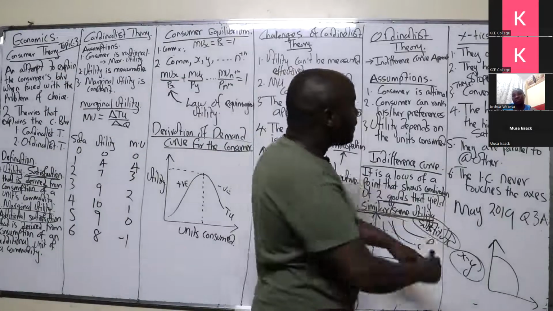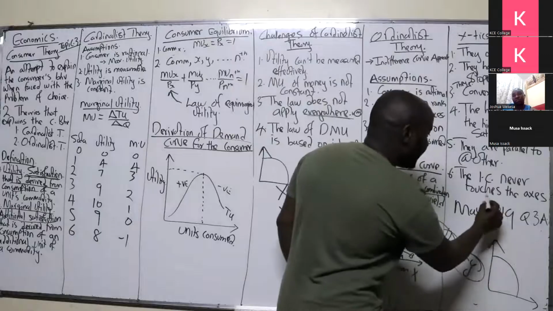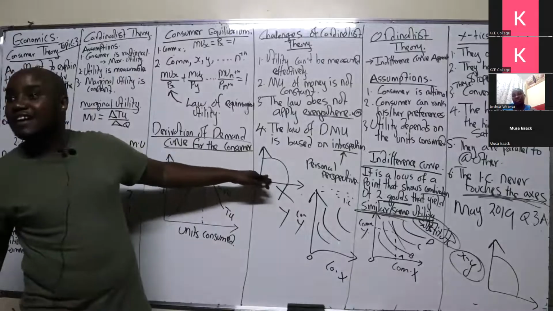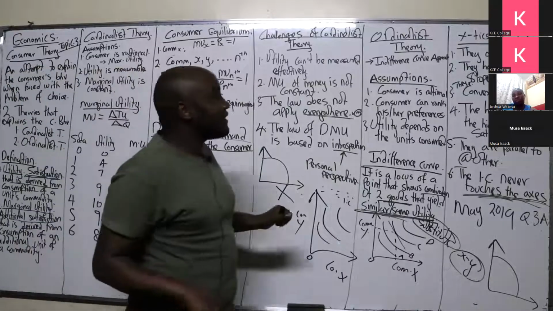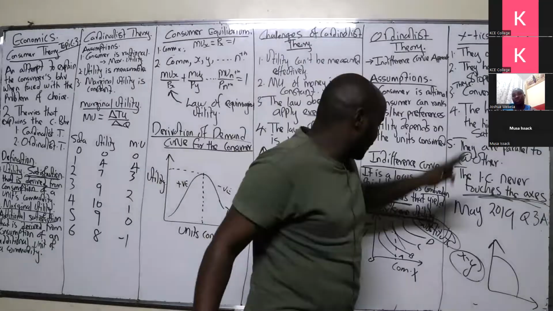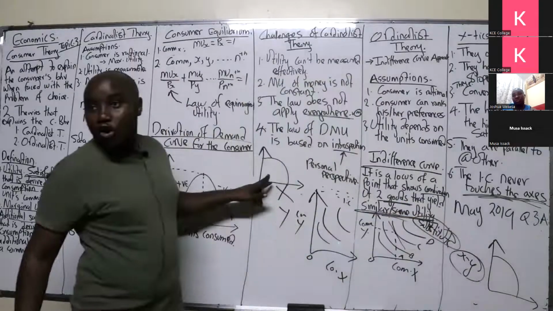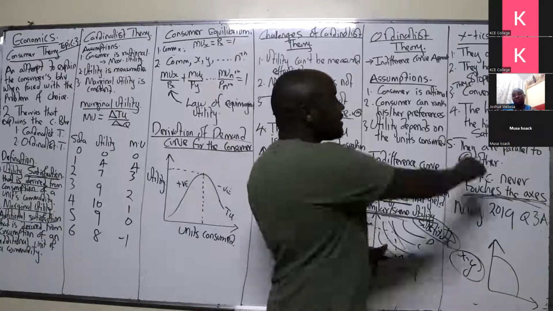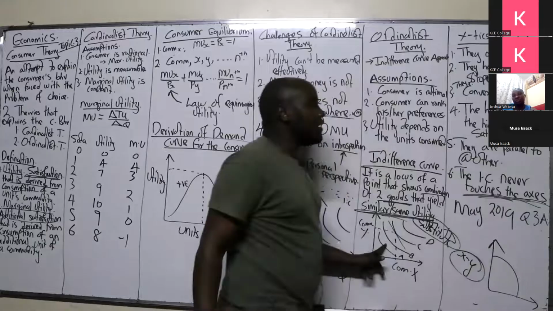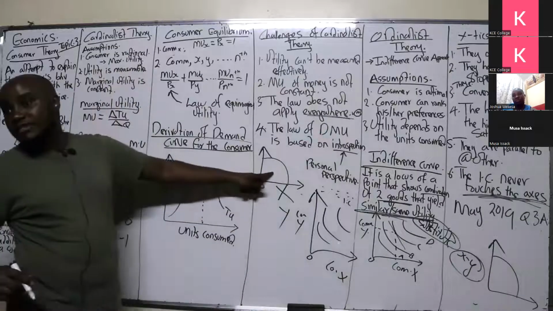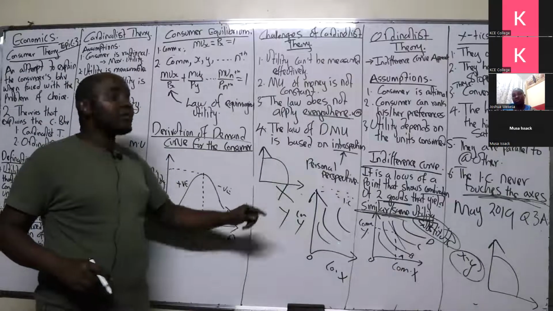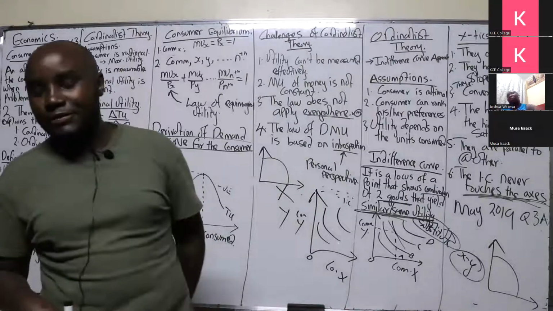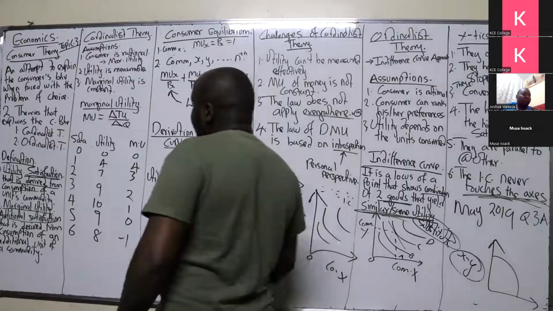This one, we have said they never touch the axis. The production possibility frontier touches the x-axis. This is convex, and this is concave to the origin. This one measures satisfaction: the higher the indifference curve, the higher the satisfaction. Are you together? Yes, thank you. Thank you for those questions.